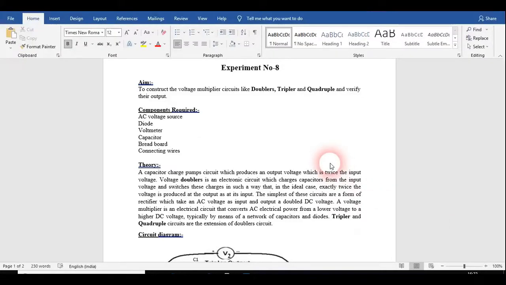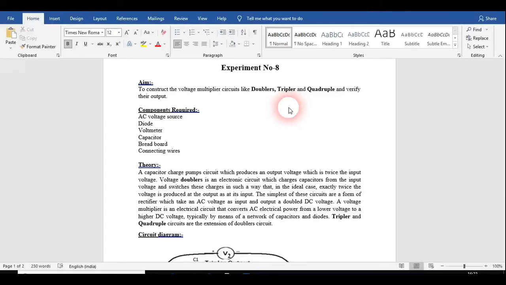Hello students, so today we are going to perform our 8th experiment. This experiment is for construction of voltage multiplier circuits, like doublers, triplers, quadruplers, etc. We are moving till quadruple only. We will verify the output at the end also.